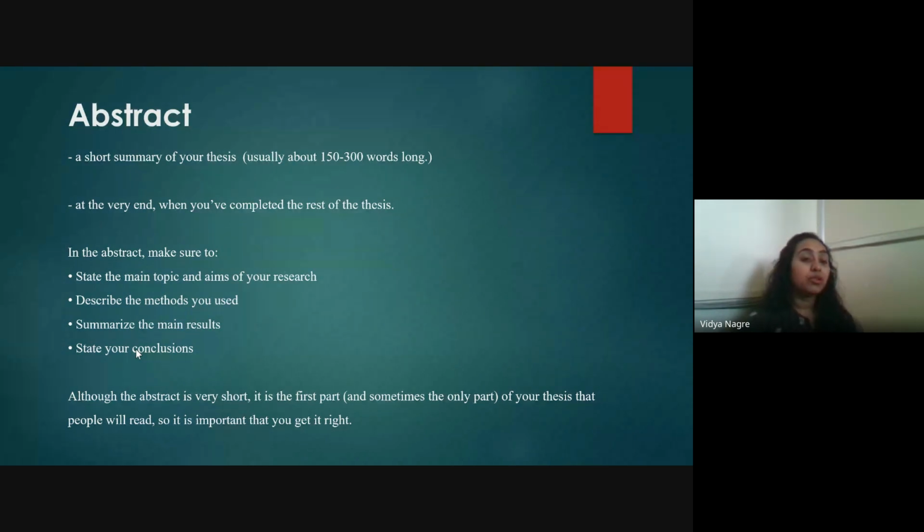So the abstract includes the main topic and aim of your research, and which methodology you have used. You also have to summarize the major results of your study, and you have to state the conclusion.